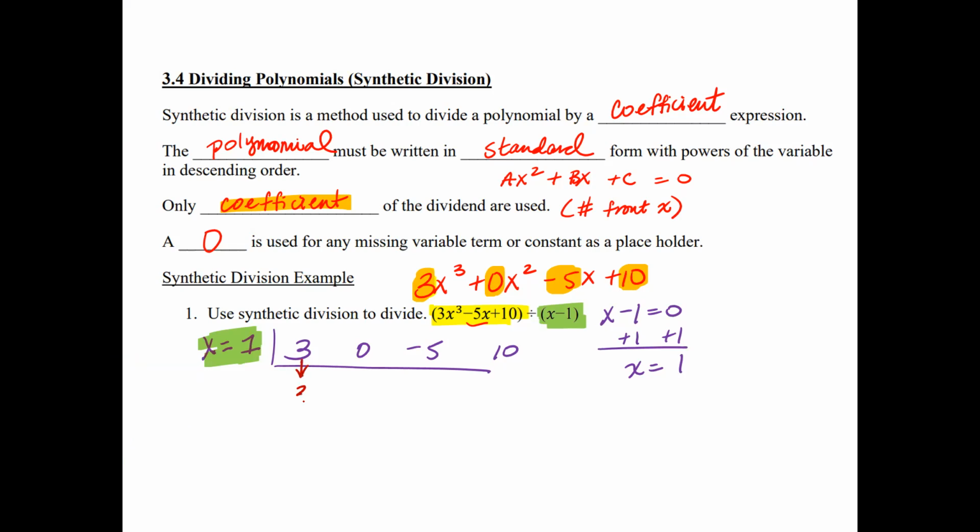Okay, so this is what I'm going to do. First, I'm going to bring down the 3. And then you're going to do 1 times 3 is 3. But you're not going to subtract it, you're going to add it. I know, you're like, what? Don't we subtract in division? I know, but this is synthetic division, so you're not going to subtract. You're going to add. 0 plus 3 is 3. Then you multiply again. 1 times 3 is 3. Add it, and it's a -2. 1 times -2 is -2. Add it, and you have an 8.